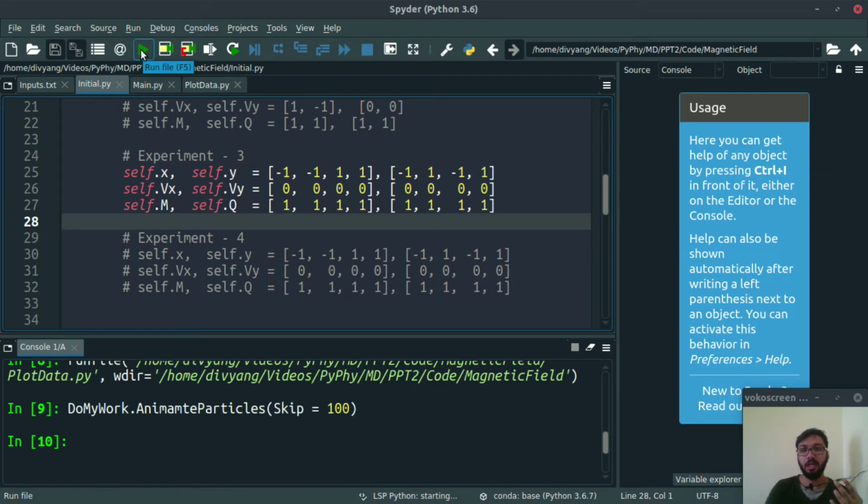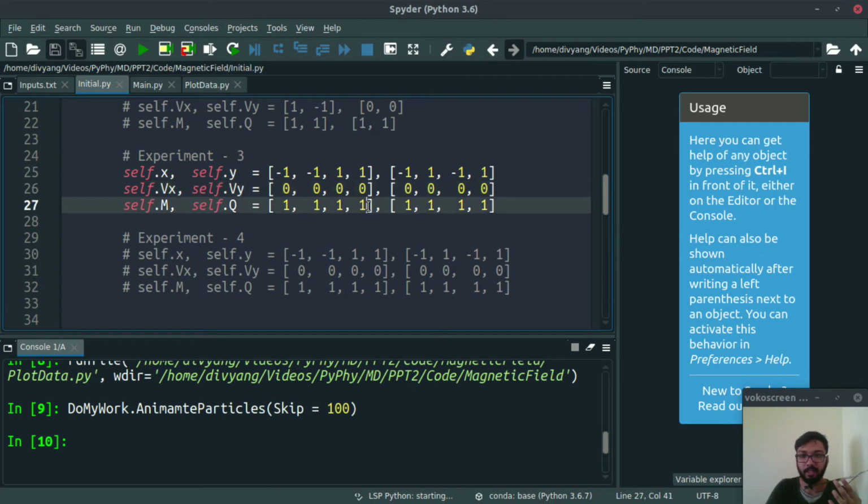By the way, I will upload this code on my GitHub account, so no need to worry about the code. Okay, just focus on the physics behind this problem. As you can see here, these are the coordinates, and as you can notice, we have 0 initial velocity, and these are the masses, and these are the charges on each particle.